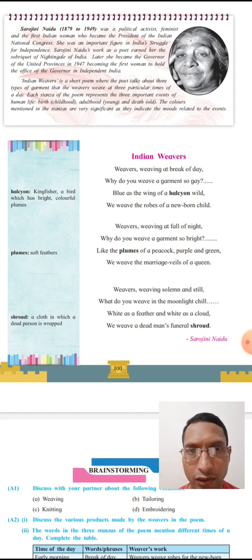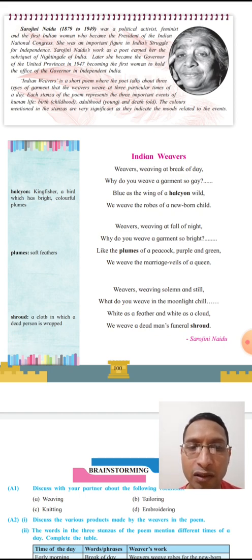Indian Weavers. Weavers weaving at break of day, why do you weave a garment so gay? Blue as the wing of a halcyon wild, we weave the robes of a newborn child. Weavers weaving at fall of night, why do you weave a garment so bright? Like the plumes of a peacock, purple and green, we weave the marriage veils of a queen. Weavers weaving solemn and still, what do you weave in the moonlight chill?